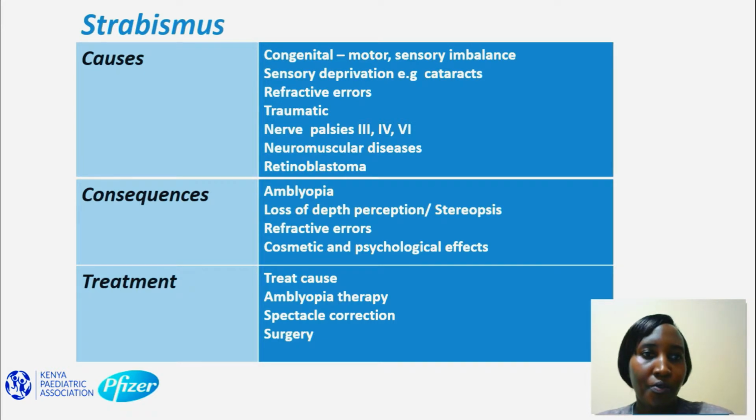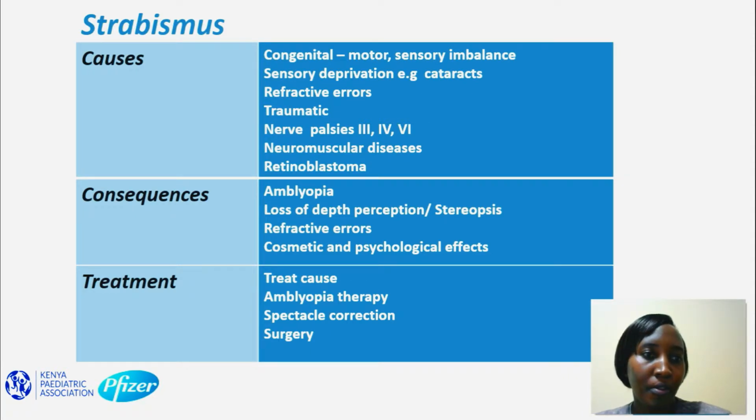So what are the causes of strabismus? Most of the strabismus we see in children is congenital, and this is caused by motor and sensory imbalance at the level of the brain. There are other causes of strabismus, such as when you have sensory deprivation, like in cataract. Apart from causing amblyopia, if the eye remains in poor vision for long, because it's not processing images into the brain, it finally deviates outwards. Other causes are refractive errors, trauma, nerve palsies, neuromuscular diseases, and retinoblastoma, which you're going to highlight in the next few slides.